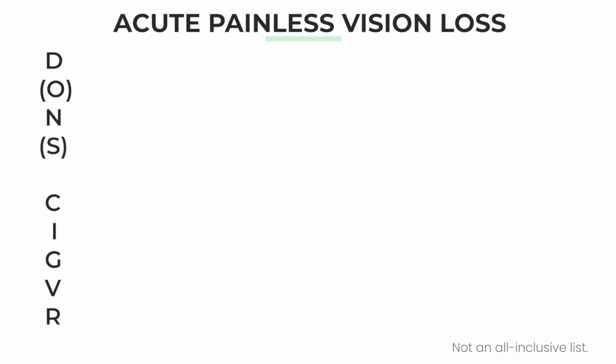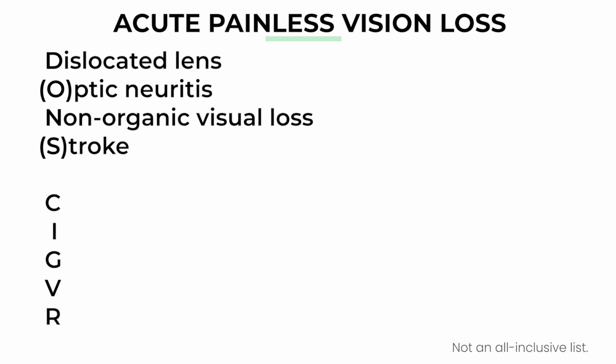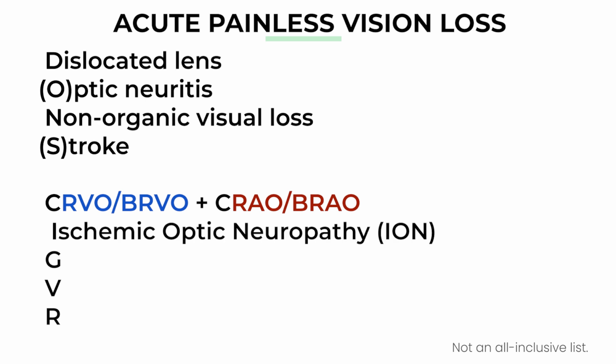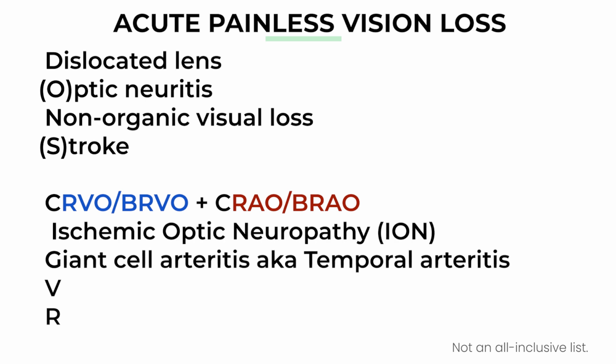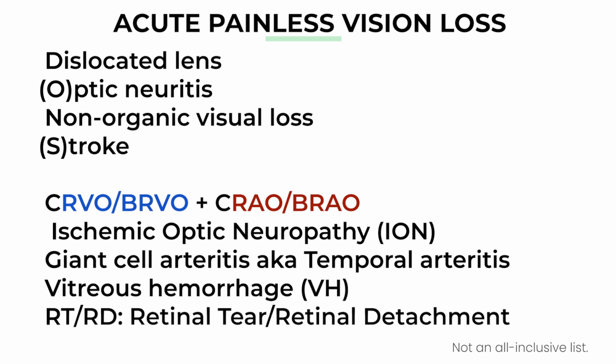So a quick recap: Don Cigar is the mnemonic. D is for dislocated lens, O optic neuritis, N non-organic visual loss, S stroke for cerebral stroke, C for central retinal vein occlusion and central retinal artery occlusion. Don't forget the juniors, branch retinal vein occlusion and branch retinal artery occlusion. I for ischemic optic neuropathy, or ION, G for GCA, giant cell arteritis, V vitreous hemorrhage, R for RT-RD, retinal tear, retinal detachment.